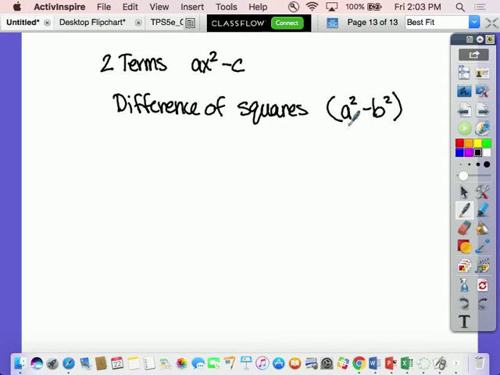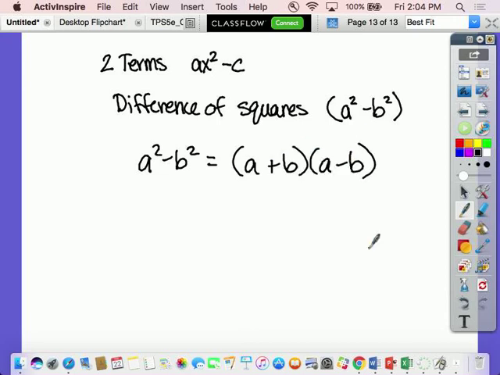Is 10 a perfect square? No. What's the square root of 10? It's some kind of decimal. Okay, so 10 is not a perfect square, but both of these have to be perfect squares, and it has to be a difference. We can factor that like this. A squared minus b squared factors into a plus b times a minus b.